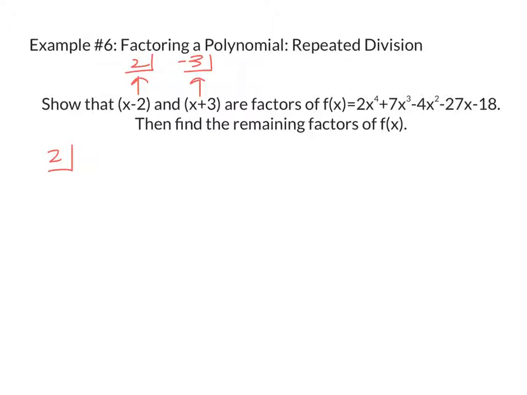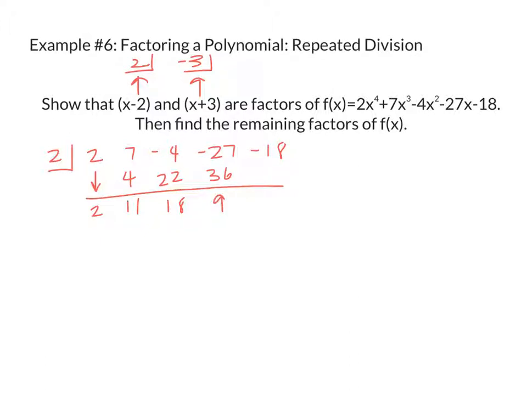My coefficients are already in descending order from highest power to lowest power, so I can just focus on their coefficients, which are 2, 7, negative 4, negative 27, and negative 18. All right, here we go with our process. So 2 times 2 is 4, 7 plus 4 is 11. 2 times 11 is 22, negative 4 plus 22 is 18. 2 times 18 is 36, negative 27 plus 36 is 9. 2 times 9 is 18, negative 18 plus 18 is 0.